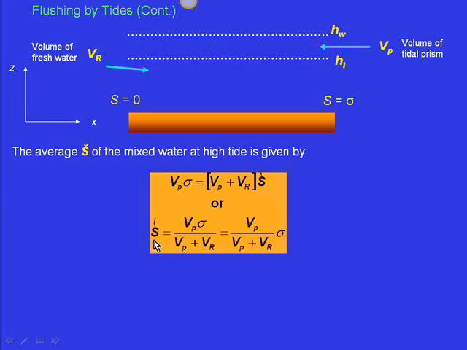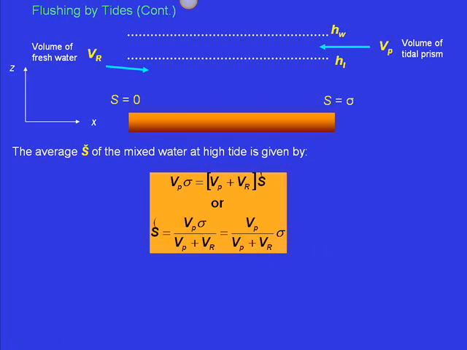So you can see that the average salinity, or the salinity of the mixed water, is a fraction of the oceanic salinity. That ratio is the one that gives you the fraction. So look at that ratio: it's the tidal prism divided by the tidal prism plus the river volume.